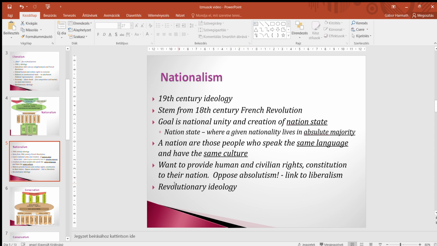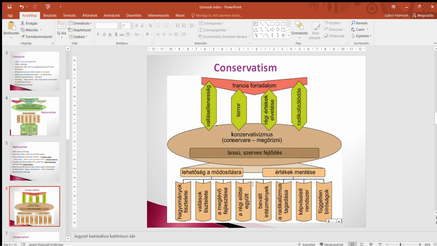Okay, this is also a revolutionary ideology. Also, nationalists wanted the same things as liberals in the 19th century. Okay, so liberalism and nationalism are together. Conservatives have a different idea. The French Revolution is also the stem.